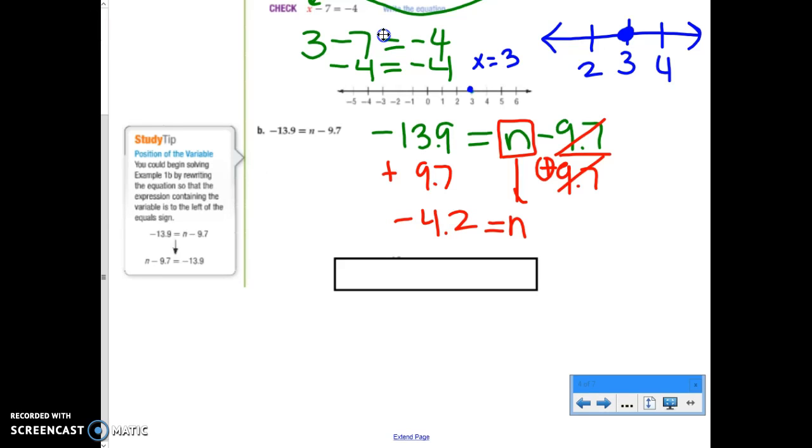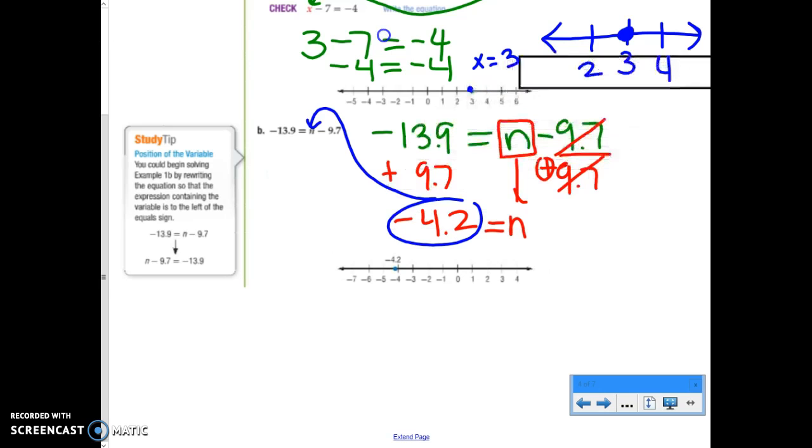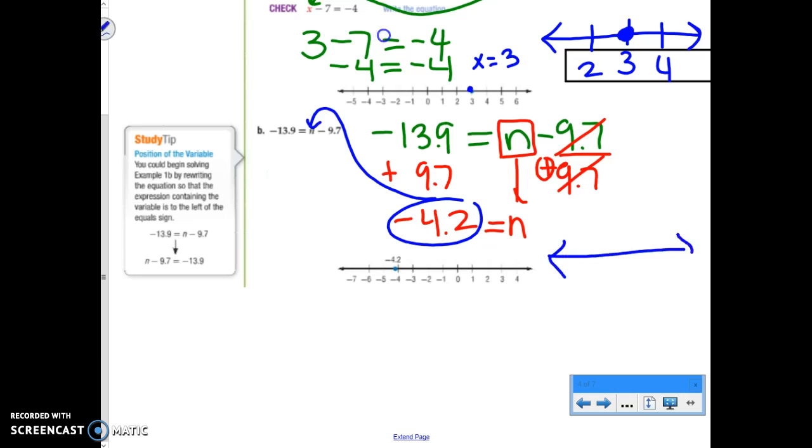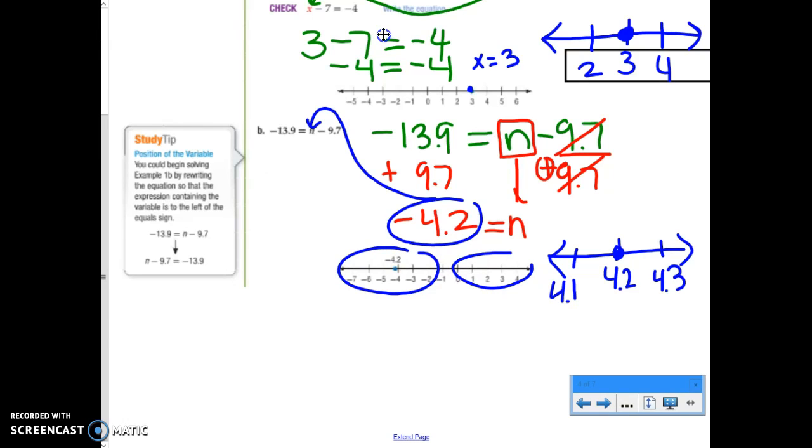All right, so then the last step for me to do would be to check my solution and graph on a number line. I'm not going to take the time right now to check your solution. All you would do is plug 4.2 back in for n right there to check your solution. And then to graph on a number line is the same thing that I just showed you before. You could say 4.2 and graph that, and I would be okay with you saying 4.1 and 4.3 even if you wanted to. Here they give you the whole numbers and then the negative integers. You could do it one of two ways. It doesn't really matter to me which way you do it.